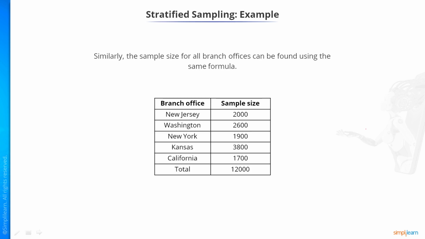Similarly, we'll calculate the sample size for each of the offices and we have created the below table. So we have 2,000 from New Jersey, from New York 1,900, California 1,700, and in total we have 12,000 employees on which we are going to do the research.